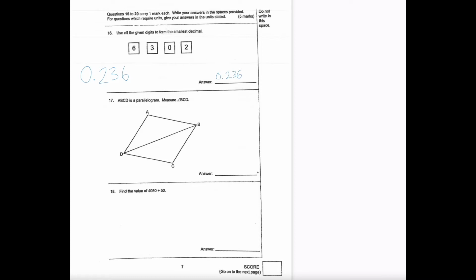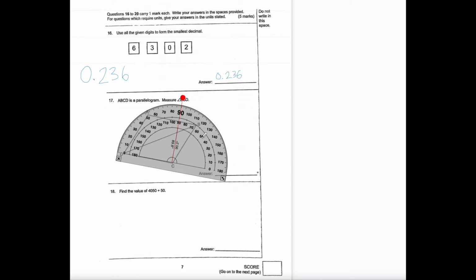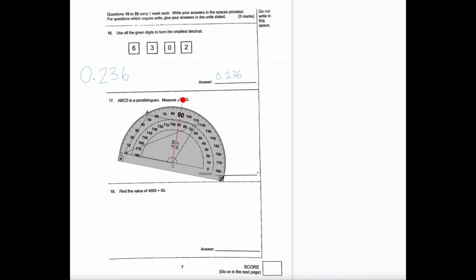Alright, so we move on to question 17. Question 17 is a measurement question, so let me bring in my protractor. They want you to measure BCD. BCD is this angle. So let me put BCD, and let me put my protractor here. Let's be accurate.